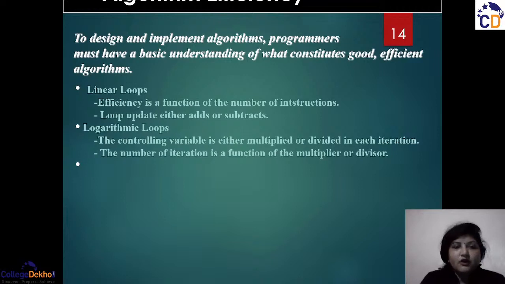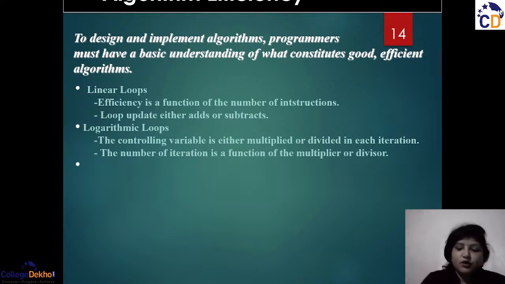Then we have logarithmic loops. What are logarithmic loops? Basically, the controlling variable is either multiplied or divided in each iteration. The number of iterations is a function of the multiplier or divisor. So they have their own importance. In the coming lectures, we will be dealing with some examples which use linear loops or logarithmic loops.